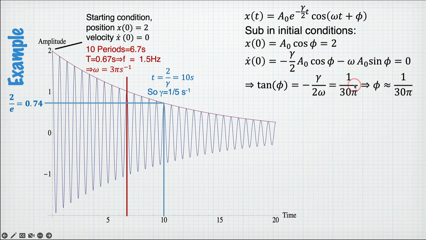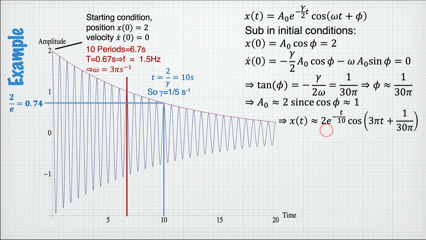Turns out that tan phi is pretty small, and we can actually use a small angle approximation here, saying that phi is equal to 1 on 30 pi. And because phi is so small, we can also approximate cosine phi as roughly equal to 1, giving us an amplitude A close to 2. So finally we get that x, a function of t, is given by this expression here, where we've solved for omega and gamma using the graph, and the initial conditions have given us the amplitude and the phase.